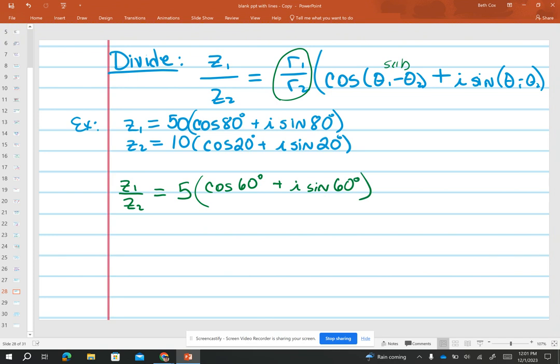Now, sometimes they want the answer in rectangular form. Okay, so this is technically polar form.